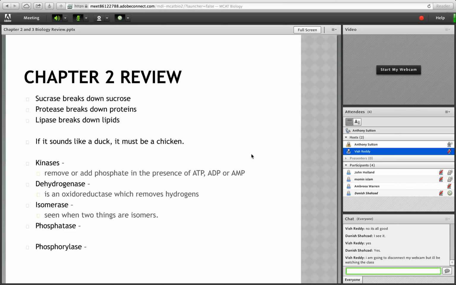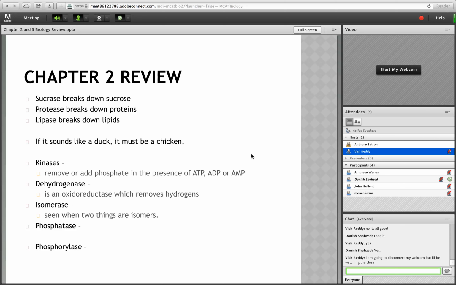Okay, I got two people. John, you came first. So, John, go ahead. Glucose and fructose. Okay, very good. Glucose and fructose. So glucose and fructose are those two things. Those are isomers, both C6H12O6. Good. What does a phosphatase do?